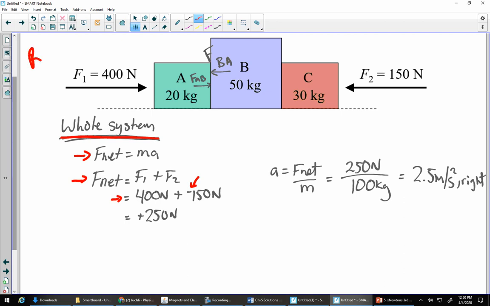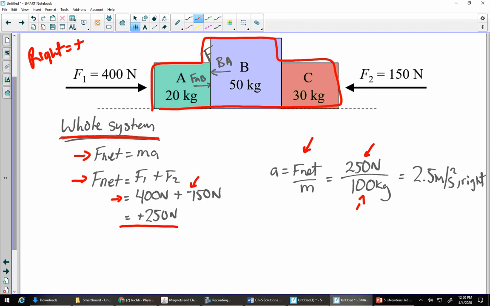So I'm calling right positive and therefore left is negative. Turns out that my net force acting on the whole entire thing as one gigantic object, even though it's made of 3 smaller objects, is 250 newtons towards the right, or positive 250 newtons. Then I go through and I rearrange. So acceleration is net force divided by mass. Because I'm talking about the whole system, I use the entire net force for the whole system, and I use the entire mass of the whole system. So the total mass, and again it works out to be 2.5 meters per second squared towards the right.